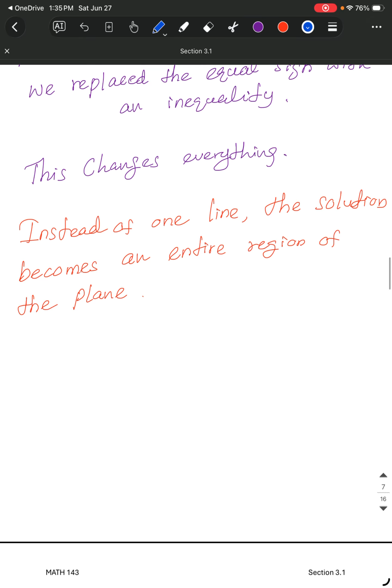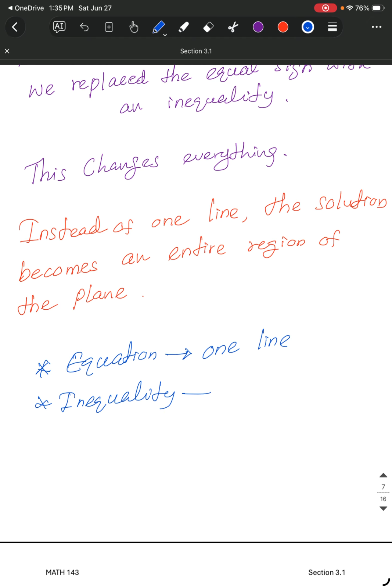Okay, so let's say the equation is one line, but an inequality has many points. That means a region of the plane.